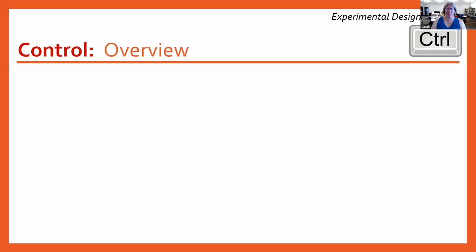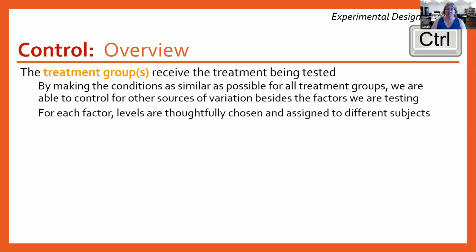The three principles of experimental design are randomize, control, and replicate. We looked at randomize, so let's move on to control. We're going to start by defining what a treatment group is. The treatment groups receive the treatment that's being tested.